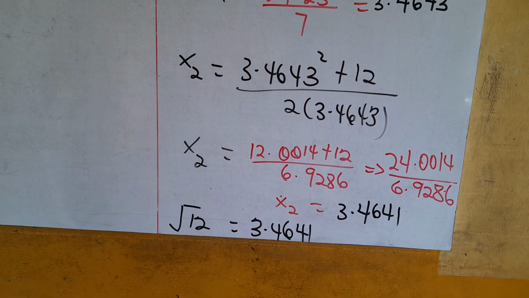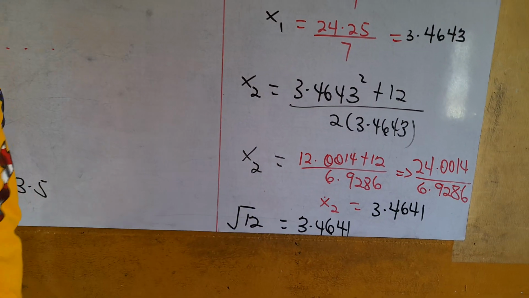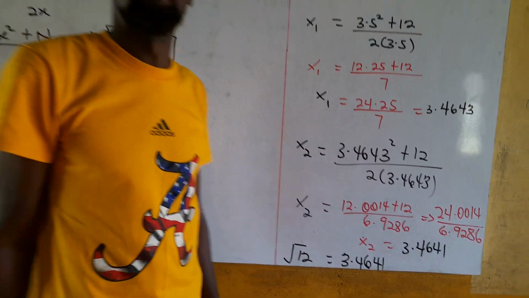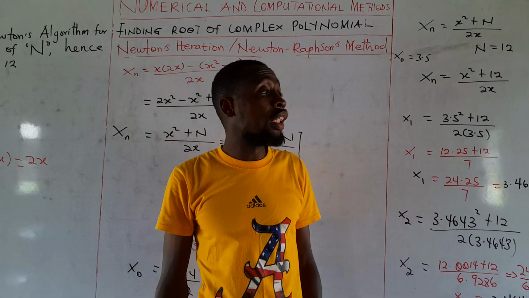You can take your calculator, find the square root of 12, you get 3.4641, correct to 4 decimal places. We'll end it here today.